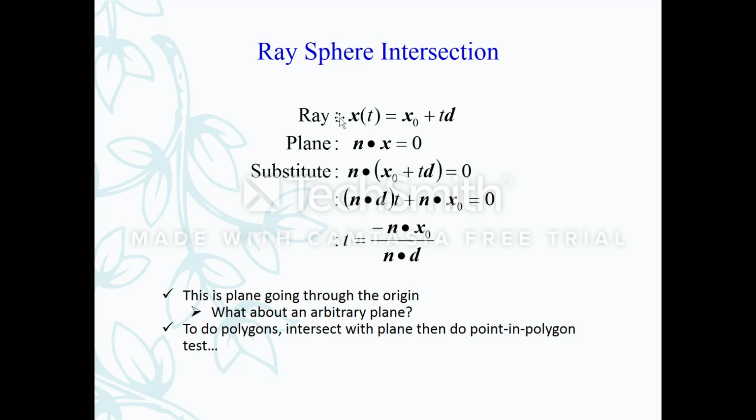Next is ray-plane intersection. X of t equals x naught plus td, and the plane has a normal n, so that n dot x equals 0. Substitute the ray equation in the plane equation, so we get n dot x naught plus td equals 0. So we get t as minus n dot x naught by n dot d. This is a plane going through the origin. What about the arbitrary plane? To do polygons, intersect with planes, then do a point-in-polygon test.